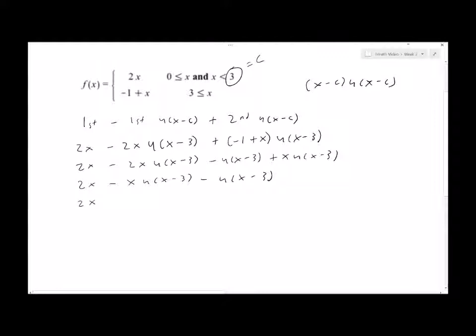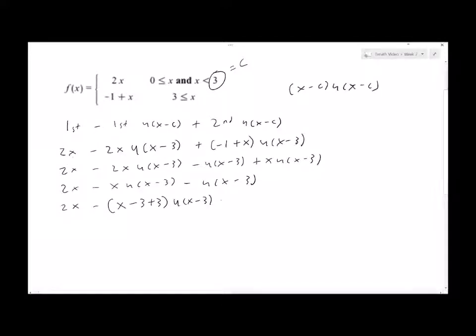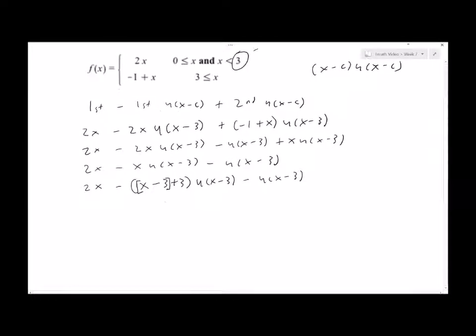So this is how we're going to do it. Here we're going to do x minus what we want, so x minus 3 plus 3. Okay, so we're adding 0, so we're not changing anything. And all this minus u of x minus 3. Alright, and now what we'll do is group the one we want. We want x minus c, and now we'll distribute.